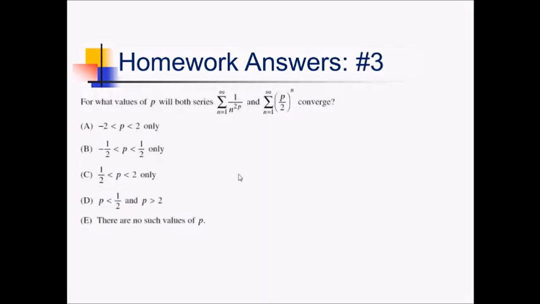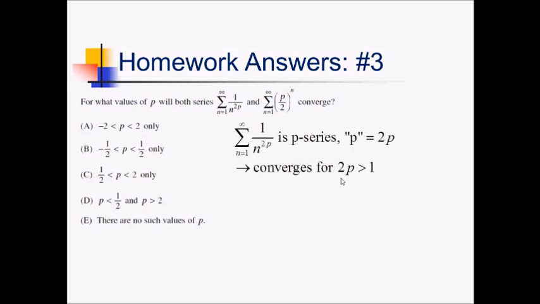For this one, we want to know for what values of p will these two series converge. So we'll take them one at a time here. This first one is actually a p series, and our p value, and I put p in quotation marks, is actually this 2p term here. It's that exponent. So this is going to converge wherever 2p is greater than 1, which is to say the p value in this problem has to be greater than 1/2.